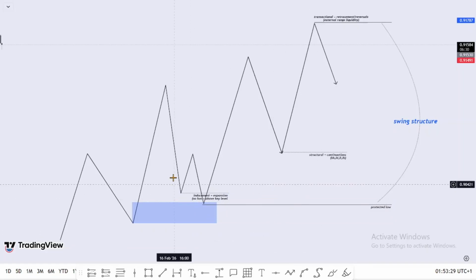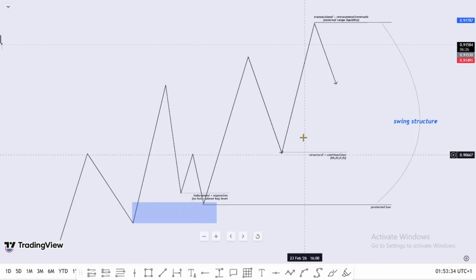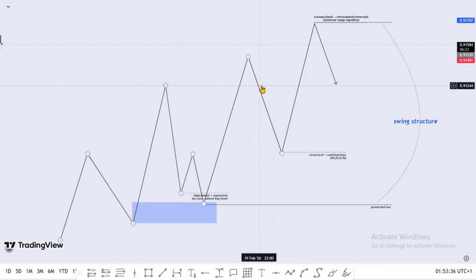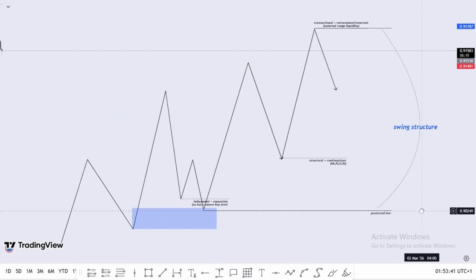Why is it your protected low? Because this is the low that swept liquidity. It swept this inducement liquidity. This one didn't sweep it. In this case, do you see any sweep? No, we didn't sweep any liquidity. So that becomes your protected low.